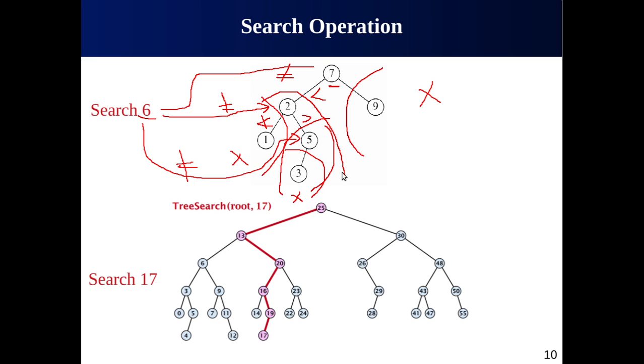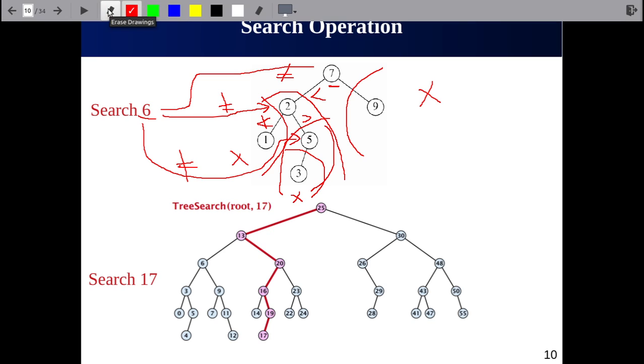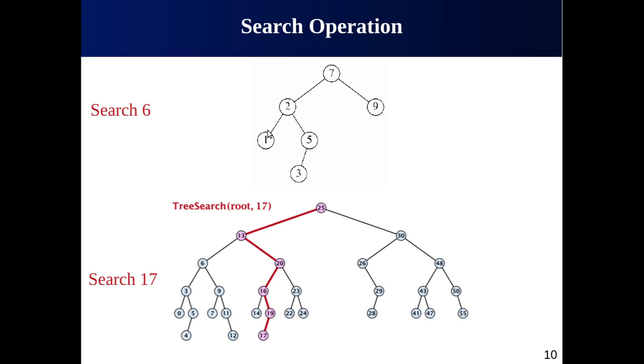But on the right hand side, there is no other node. We have reached an empty subtree. The tree is searched completely, but the item is not present in the tree. So the search is unsuccessful because 6 is not present in the tree.